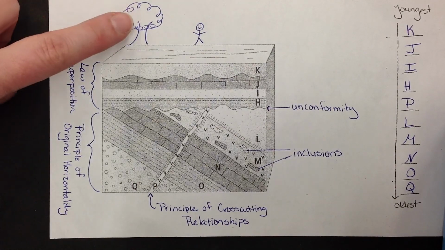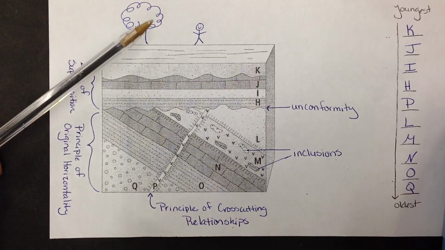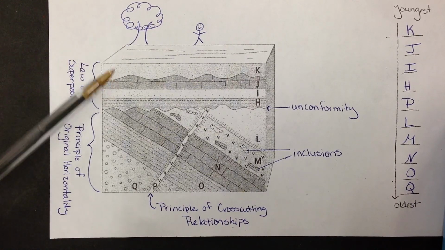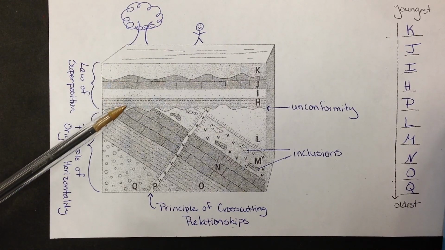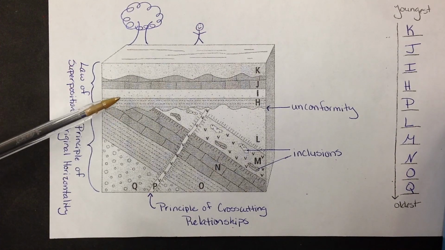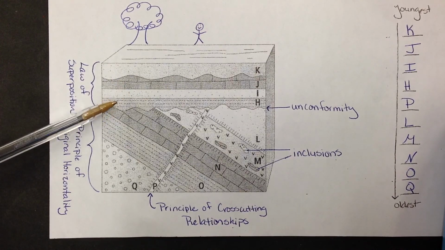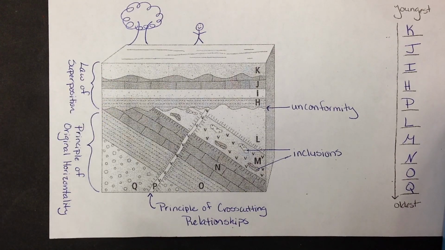So first of all, I put a little tree and a little person up here at the top to represent the fact that that is the surface, just to make that clear in the picture. These first four layers right here are a nice demonstration of the law of superposition, because you can see that you've got them in those nice horizontal layers, and the ones on the bottom are older than the ones on the top. Down here, we're kind of looking at a little bit of that principle of original horizontality.